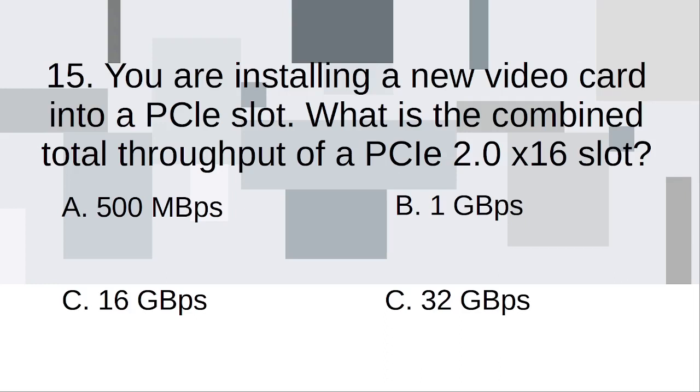A. 500 Mbps. B. 100 Gbps. C. 16 Gbps. And D. 32 Gbps. It's supposed to be D. And of course, Mbps is megabytes and Gbps is gigabytes. The answer for this question is C. 16 gigabytes, so 16 Gbps.